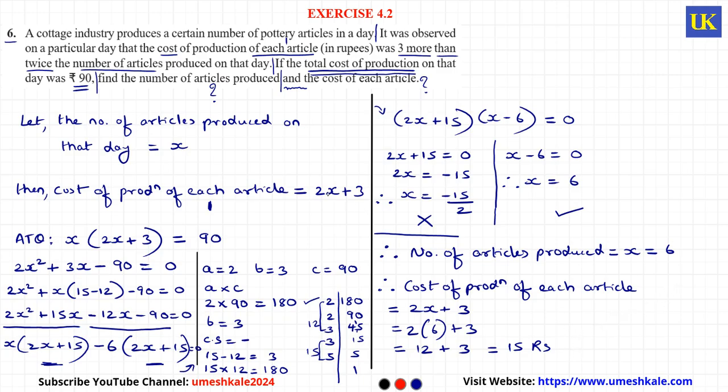So the two things they had asked us to find: the number of articles and the cost of each article, one article. So the number of articles produced on that particular day were 6 articles. x is equal to 6. 6 articles were manufactured, and the cost of each article, means one article, is equal to 15 rupees. So this is our answer. So they had asked two things to find, and both the things we have found out. So this completes our question number 6.